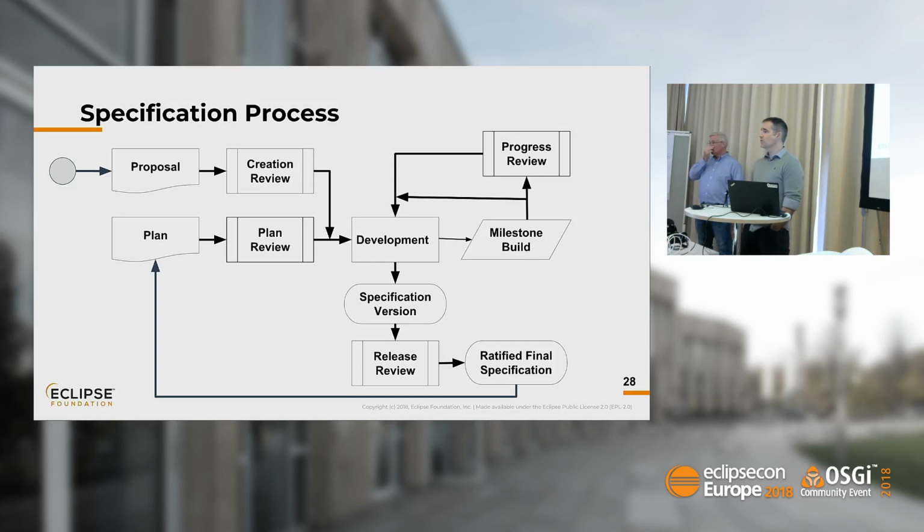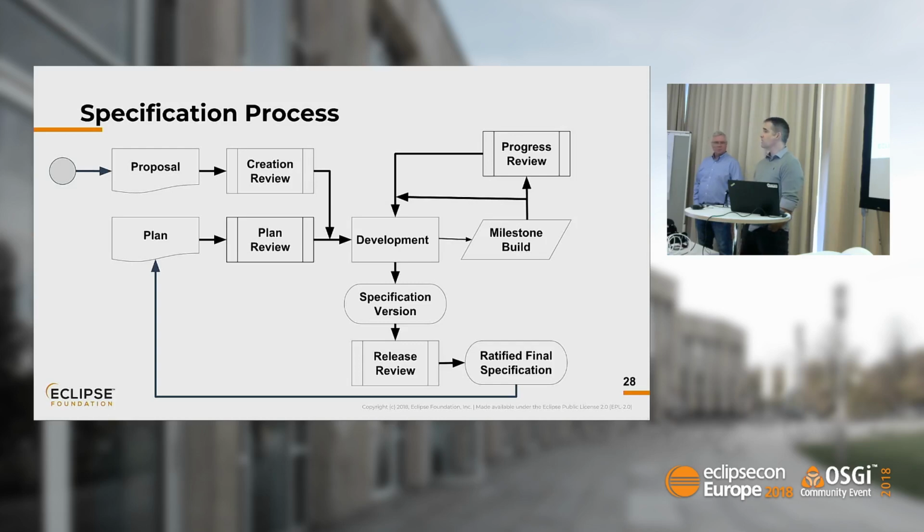We have introduced a plan review. So proposal is created, project does a creation review. That creation review, that proposal serves as the plan for the first iteration. So we drop right into development after that, just like the regular process. Project will issue milestone builds and continue development throughout some number of milestones, which the project can decide, or maybe the specification committee and working group can make some recommendations in terms of how many milestones they produce.